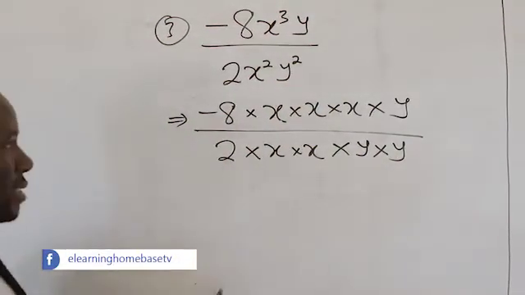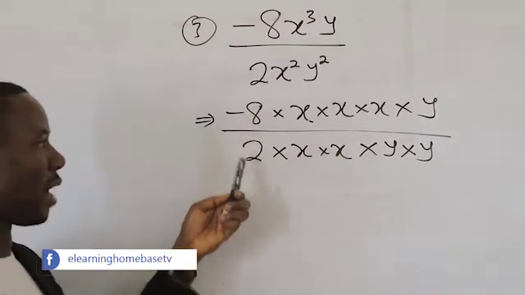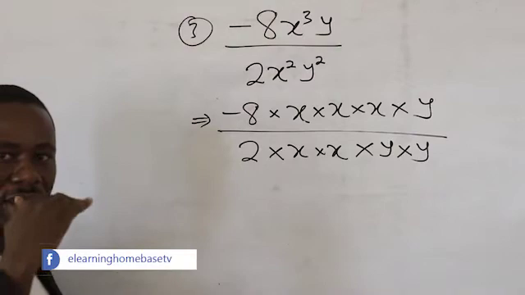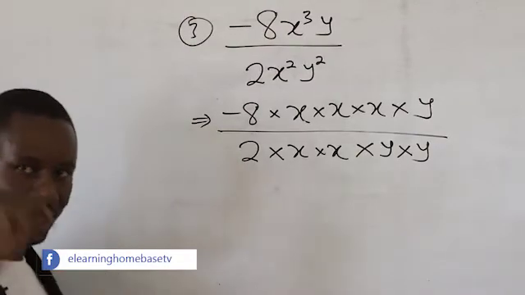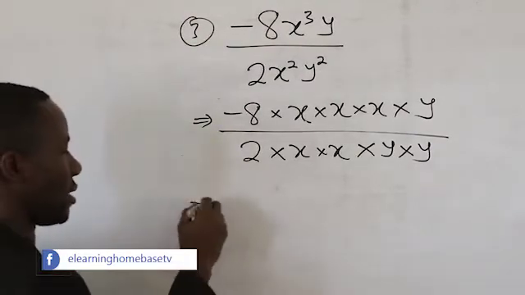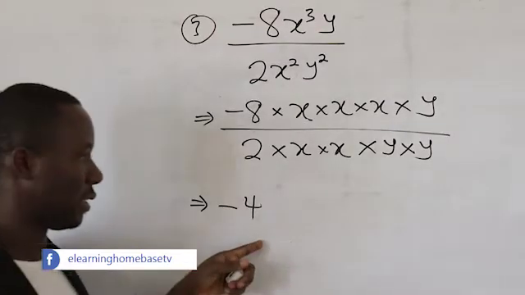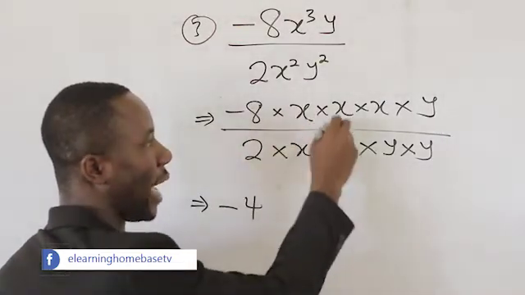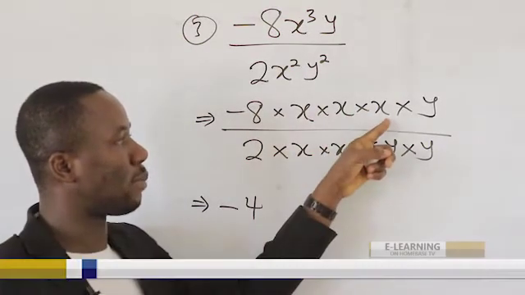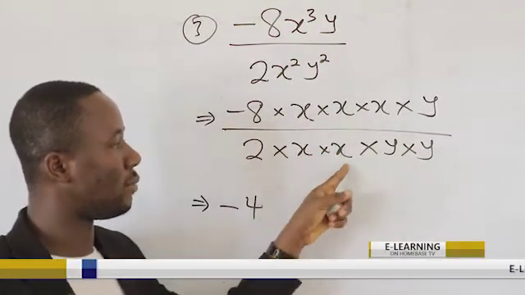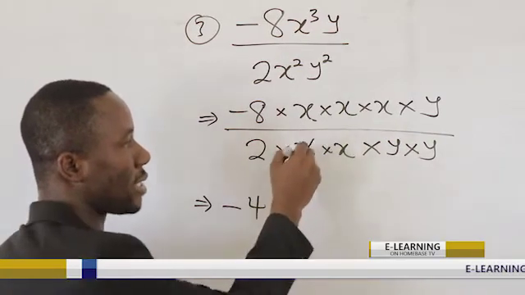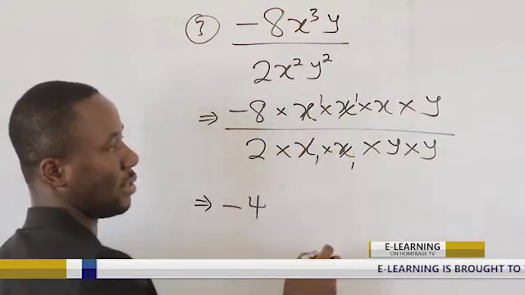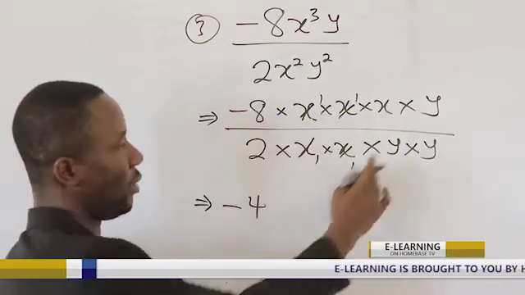So dealing with the numbers, negative 8 divided by positive 2. Whenever a negative divides a positive, you still get a negative answer. So that will give us negative 4. And then we have x multiplying itself 3 times here, but we have 2. So we have x cancelling itself, this one 2 to this 1. We are done with the x. We go to the y.